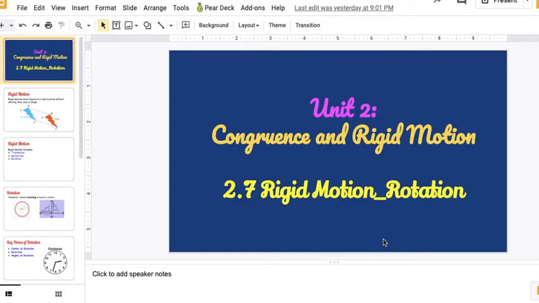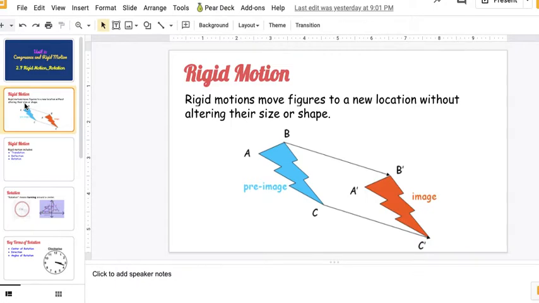Good morning, everyone. Today we are going to continue our conversation about range of motion. And today we are going to introduce the very last kind of motion, which is called rotation. So before we start the topic, let's quickly review the key terms we mentioned about rigid motion.